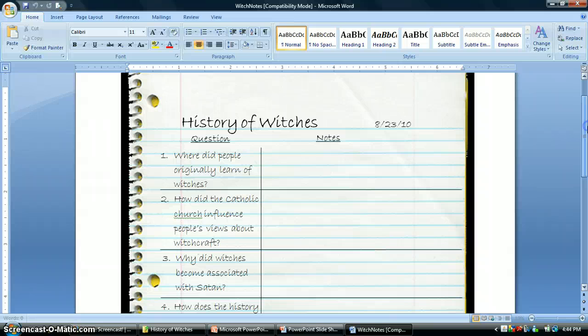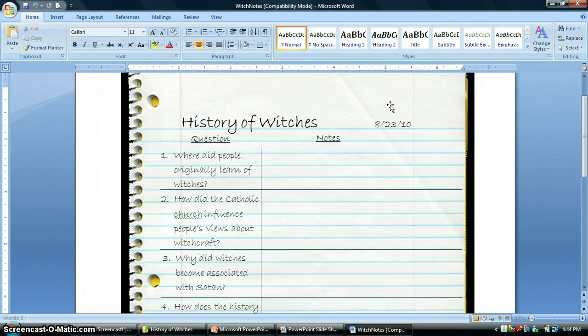You'll want to open up your composition notebook to the first available page. That's past the table of contents. At the top of that page, you're going to write the title, History of Witches, just as I did. And then to the right of that, you'll want to put the class date, 8/23/2010. Now you'll probably also want to add the title, History of Witches Lecture, to the table of contents in the front so that you know what page these notes are on.